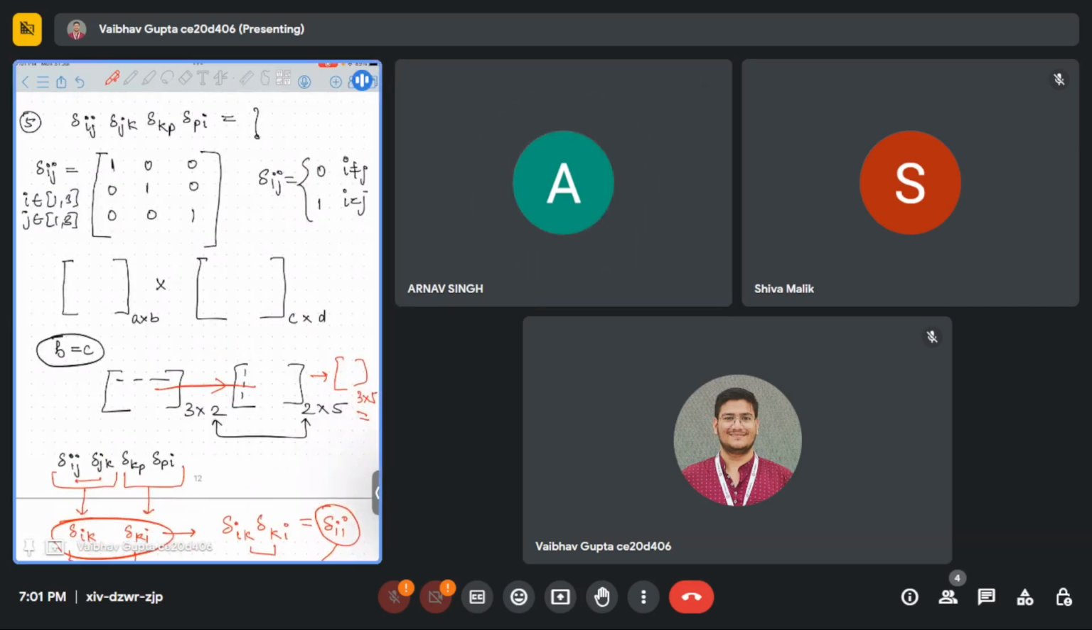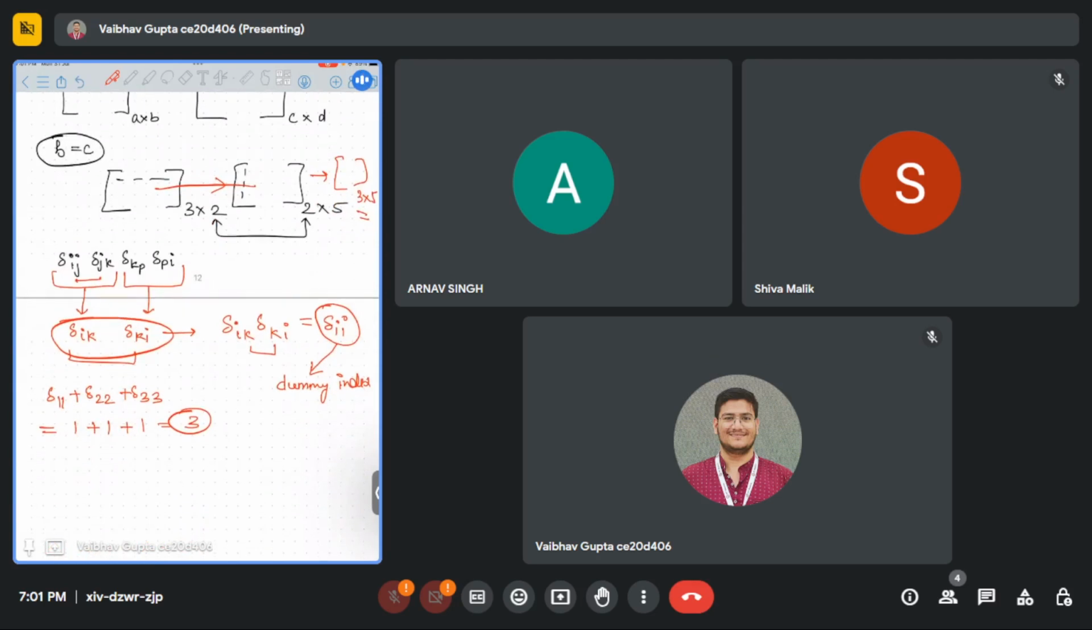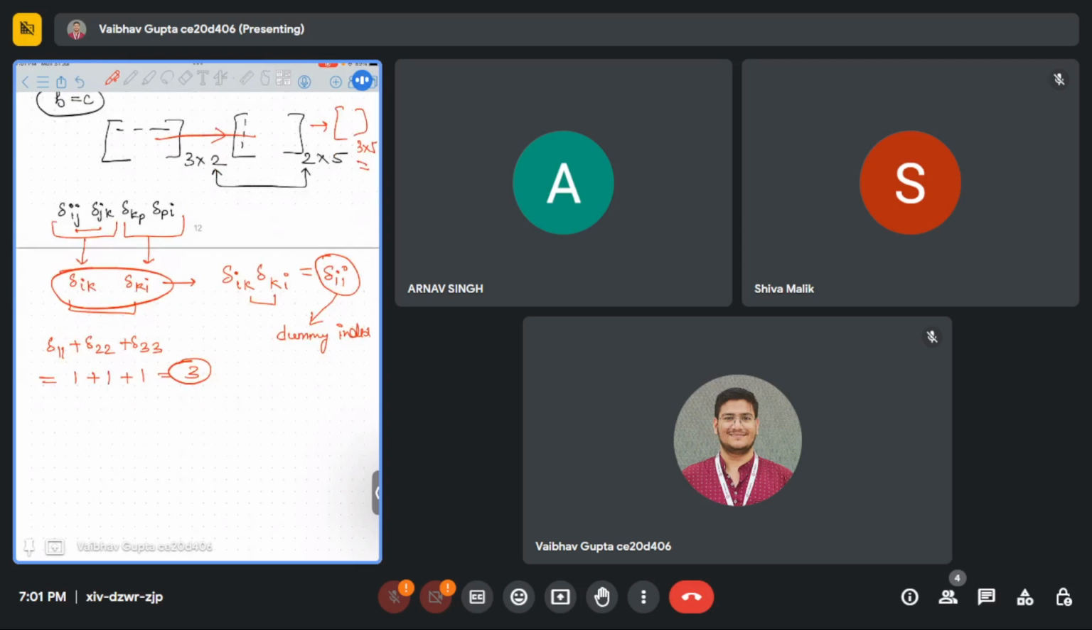Similar type of questions you will do in the assignment also and in the tutorial also. Okay, understood till now? So now we'll move ahead. Now that we have this base, I will move one step forward.